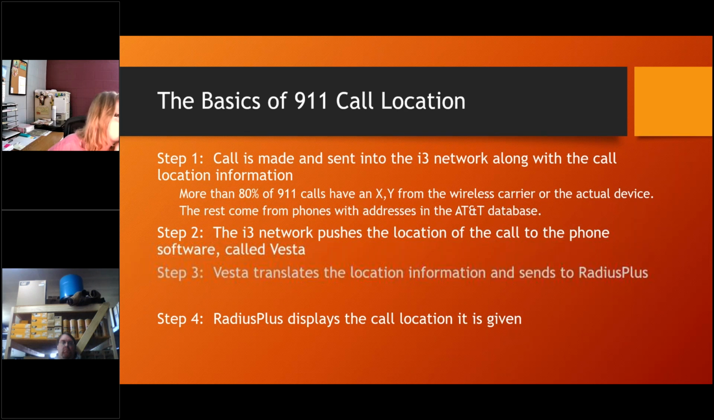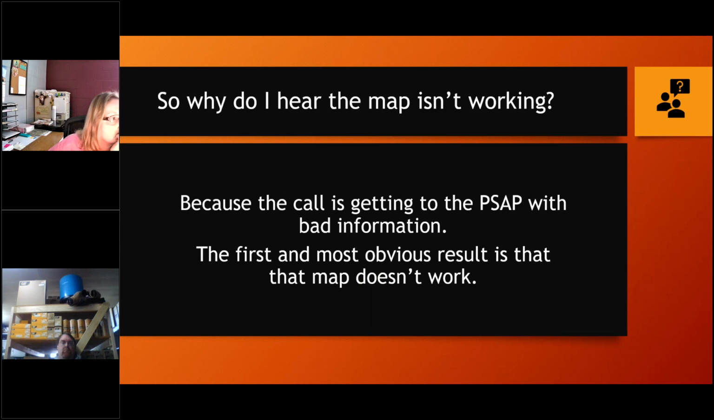So let me pop through these. I'd forgotten I'd animated it. So when you hear the map isn't working, it is likely because the call is getting to the PSAP with bad information. And what they can see is that the map isn't working. This is a discussion that we have had internally. We've had it with AT&T. We've had it with Rapid Deploy.